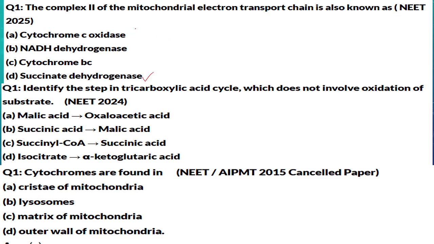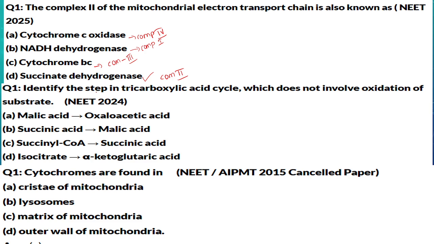Cytochrome C oxidase is complex 4. NADH dehydrogenase is complex 1. Cytochrome BC is complex 3. Succinate dehydrogenase is complex 2. So complex 2 is succinate dehydrogenase.